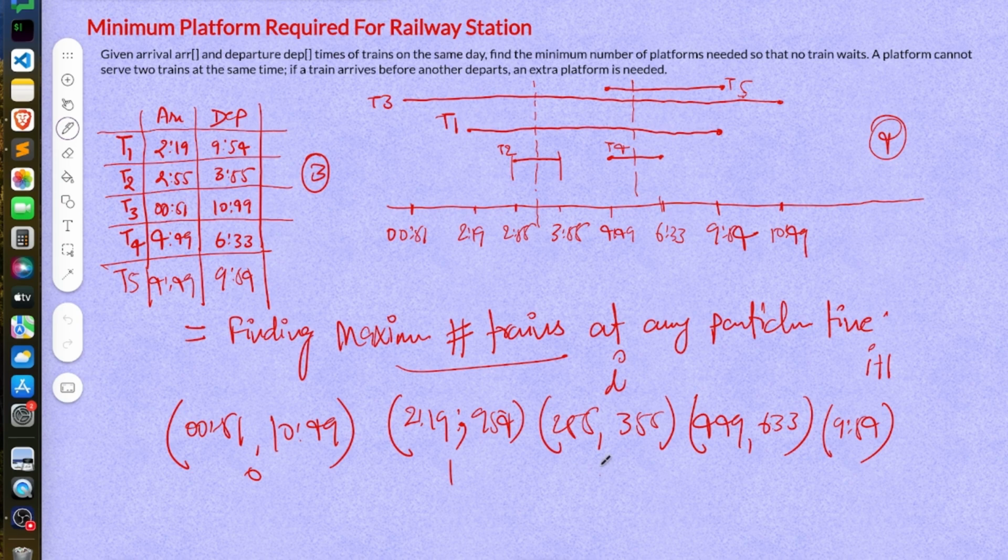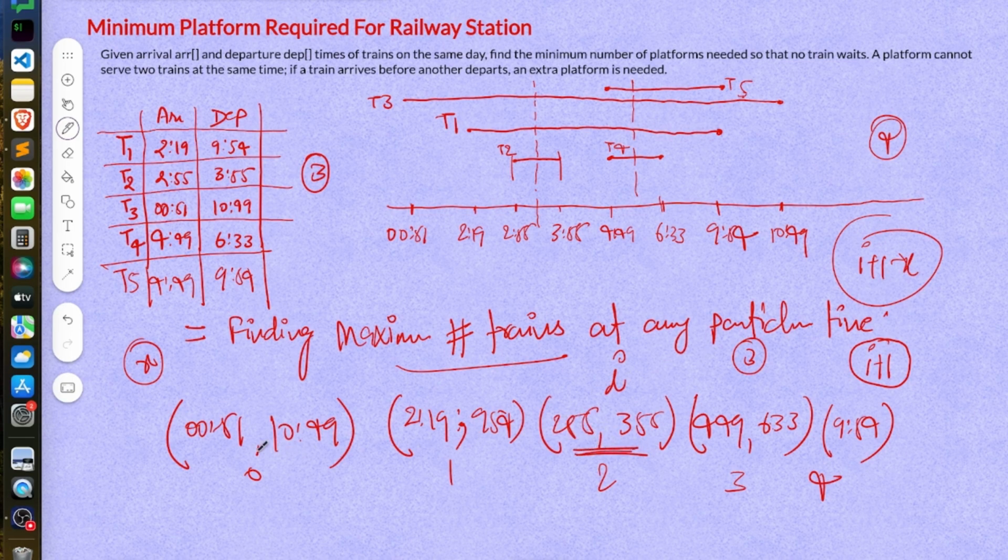So 0, 1, 2, 3, and 4. So at any particular time, how many trains have arrived? I plus 1, right? We know that at this ith index, how many trains have arrived? 3. For example, let's say I is equal to 2. So till here, 3 trains have arrived, 1, 2, and 3. Now, if you somehow find how many trains have departed, let's say that number is x, then the trains present at this particular time on the platform is I plus 1 minus x. That's it.